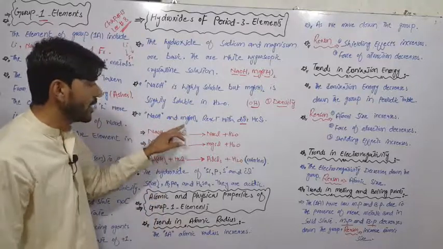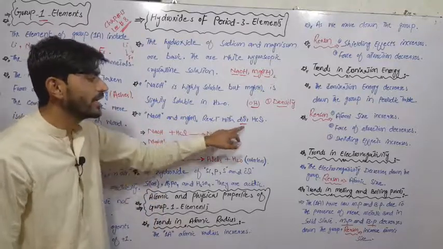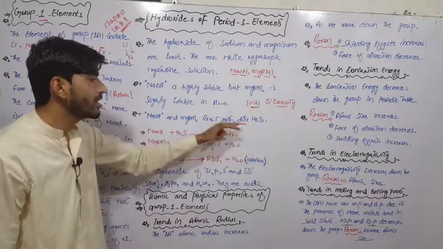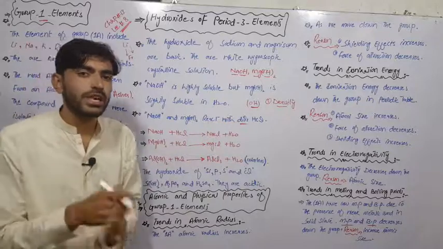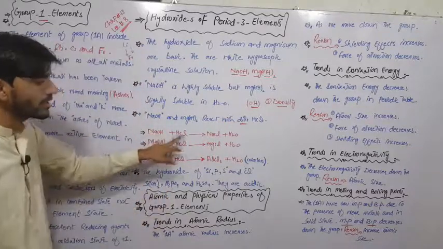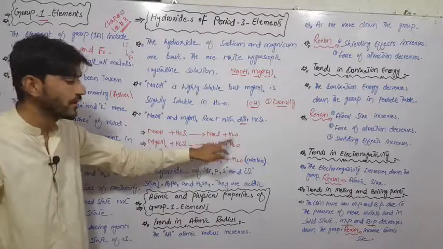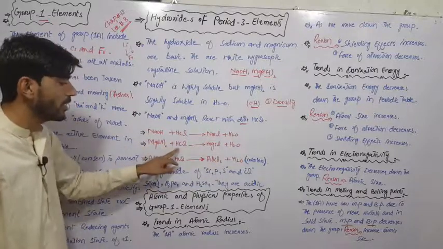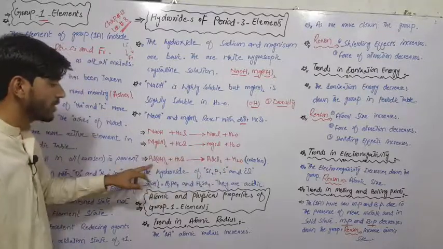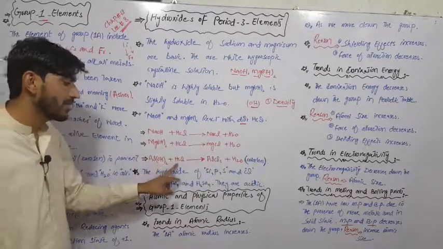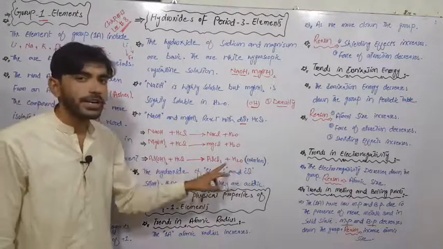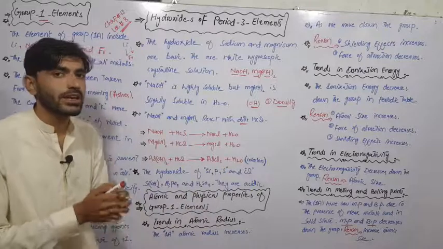Sodium hydroxide and magnesium hydroxide react with dilute HCl. Whenever they react with dilute HCl, which compounds do they produce? Sodium hydroxide reacts with HCl to produce sodium chloride plus water, and magnesium hydroxide with HCl produces magnesium chloride plus water. And the third one is ammonium hydroxide. When it reacts with HCl, it produces ammonium chloride plus water, and ammonium chloride is a colorless compound.